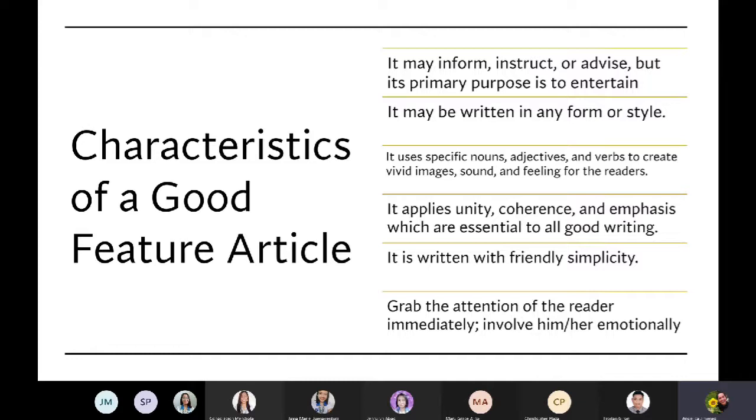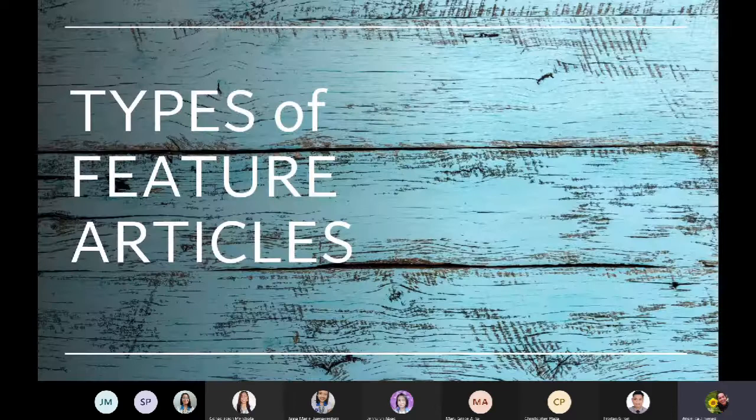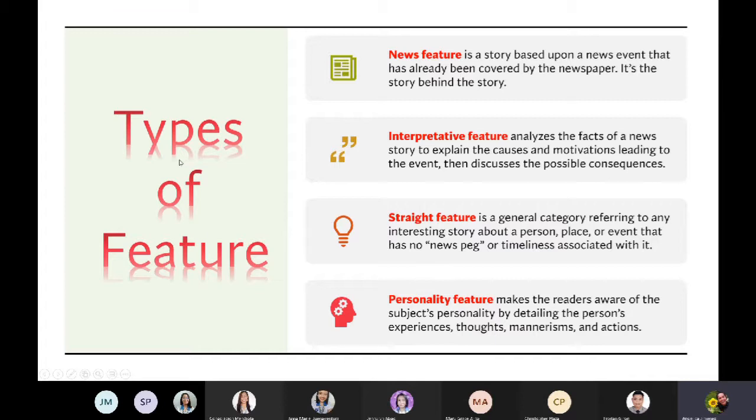Okay, so that's it for the characteristics of a good article. To continue, here are the types of feature articles. There are various types of feature articles, but what I will be giving you are the common ones. So we have news feature. This is from the news, and then you take an in-depth story about this. Interpretative news. When you say interpretative or interpretive, it depends. Interpretive feature analyzes the facts in the news.